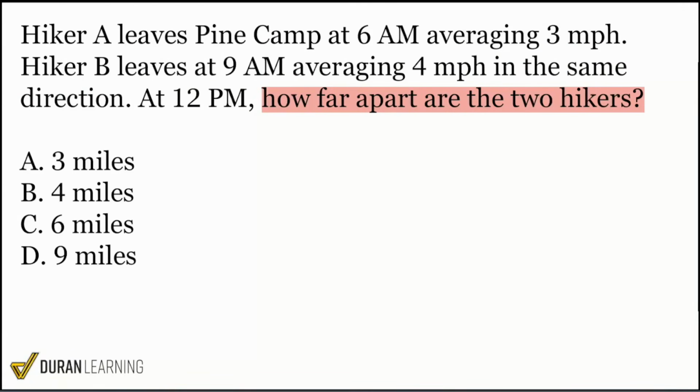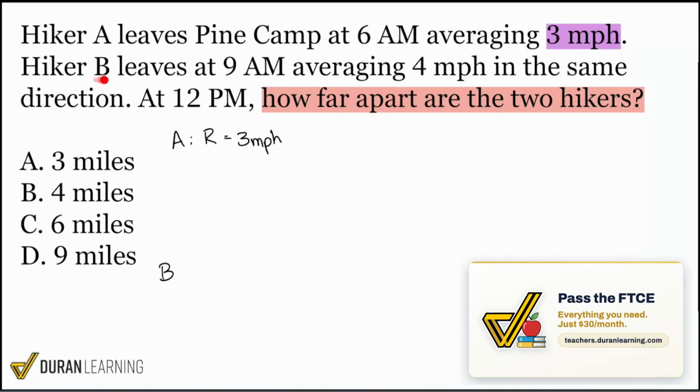So it looks like we got a couple of things going on. But we have hiker A and hiker B. And one thing I know about hiker A right over here is that hiker A is traveling at 3 miles an hour. So I'll write my rate here equals 3 miles per hour. And then we see over here, hiker B leaves at this time, but travels at this speed, 4 miles per hour. So I'll go ahead and write that down as well.